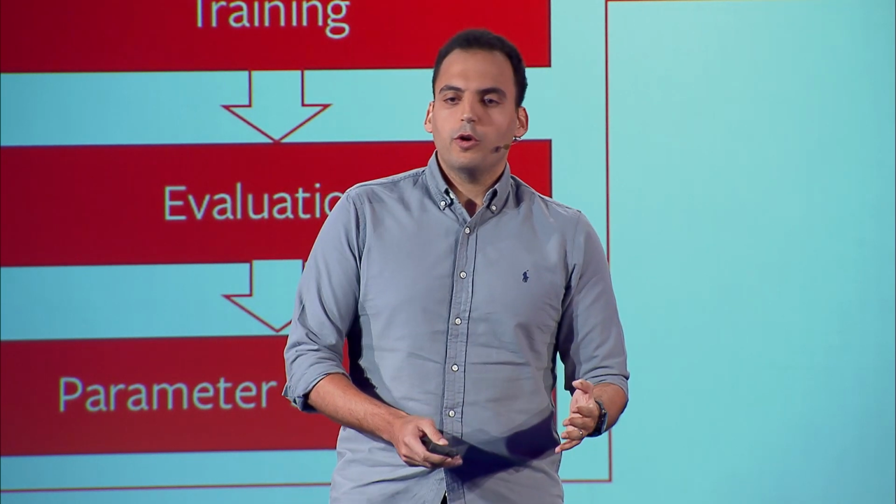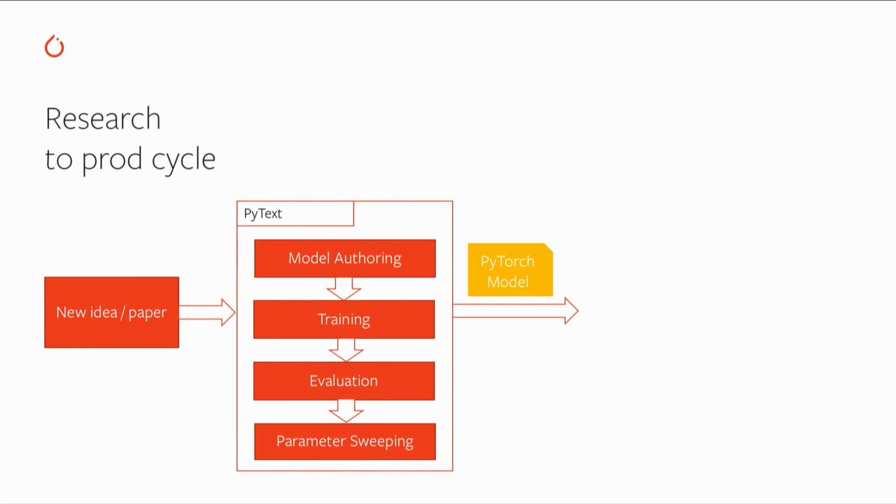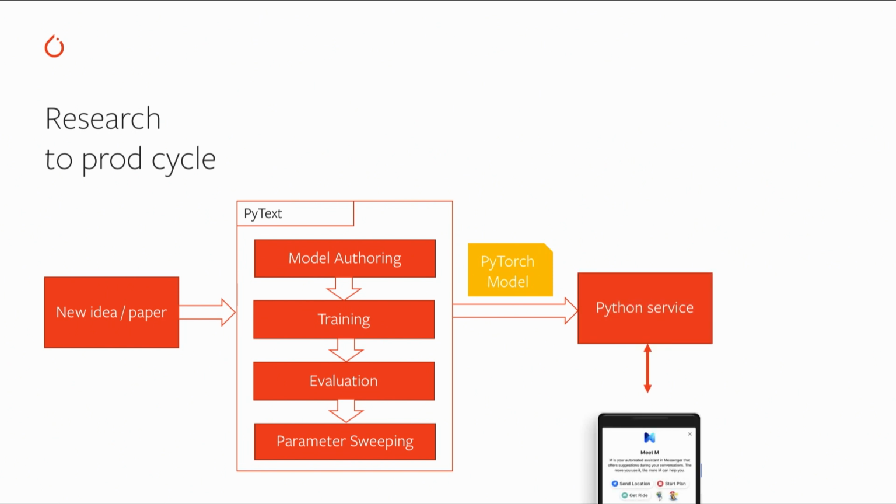Once we do all of our parameter sweeping and evaluation, we get a PyTorch model, which can run in a Python environment. For that, we have built a Python inference service that the client can talk to. By doing that, we can take a tiny bit of the traffic and send it to this Python service, and then we can get our online metrics in order to see how good this model is.